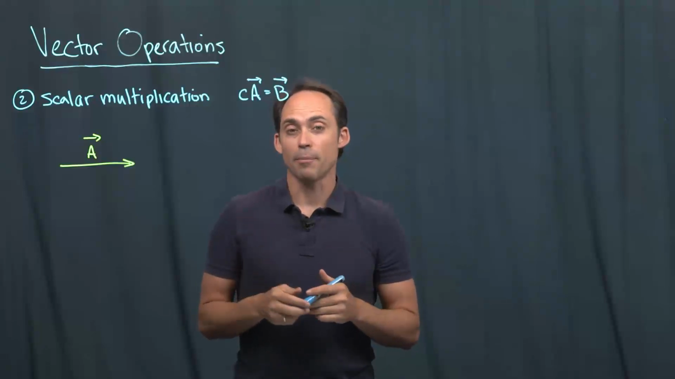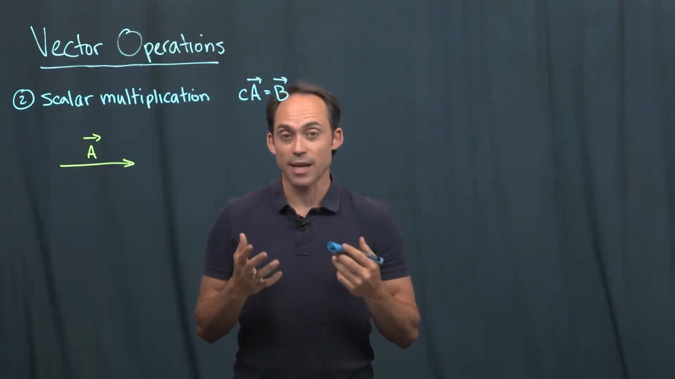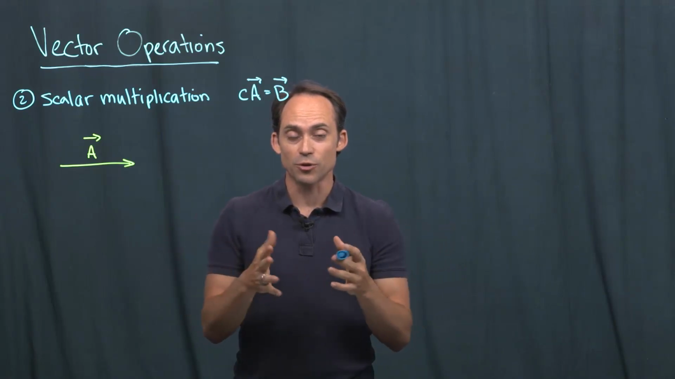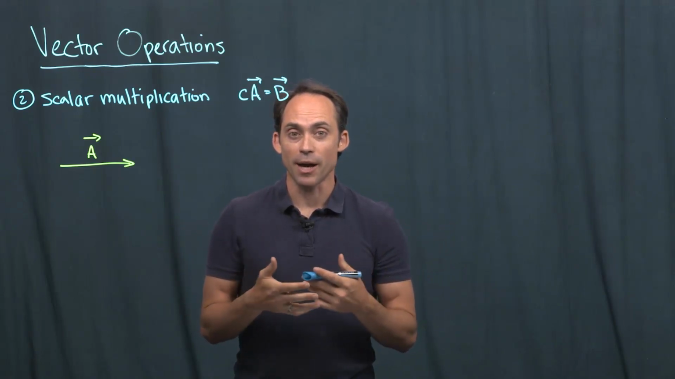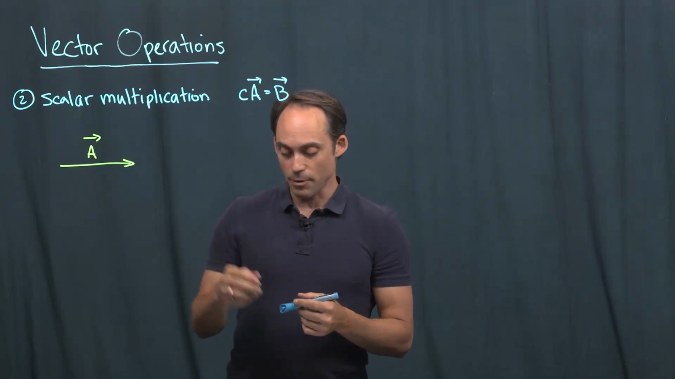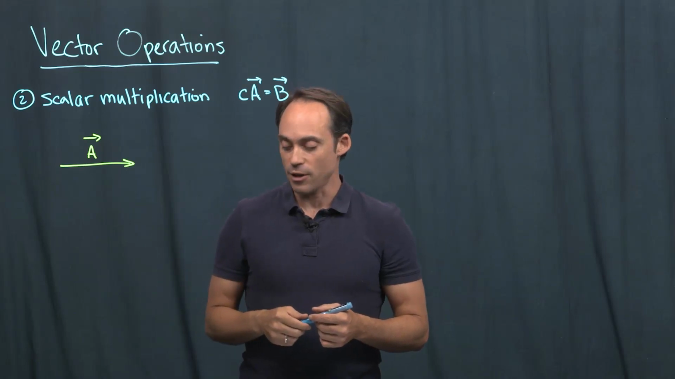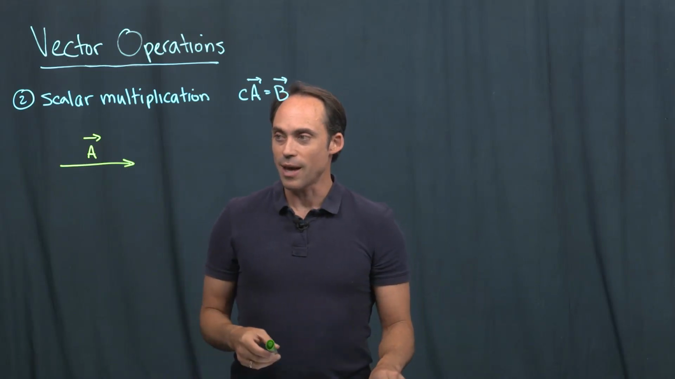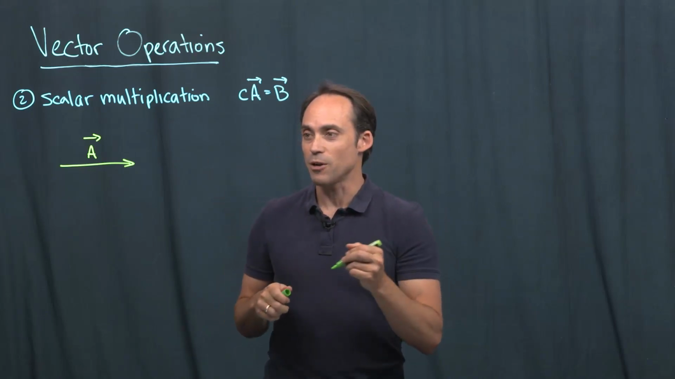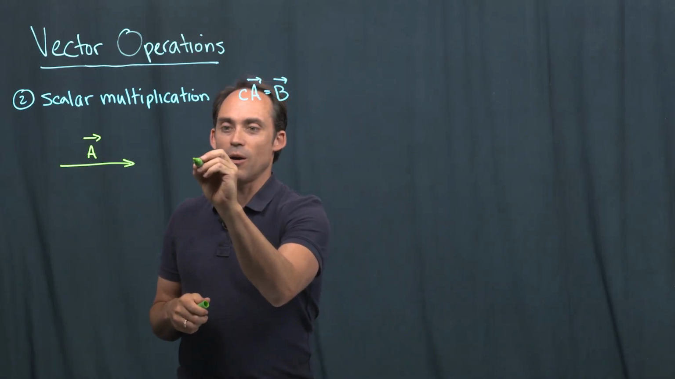So the second kind of operation we can do with vectors is called scalar multiplication. And this is essentially an act where we can stretch or shrink a vector by multiplying by a number which doesn't have a direction, which is a scalar. So for example, if I have a vector a that's just pointing off here in this direction, if I multiply that by a number, we'll call it a constant c just to keep it general, that's going to do one of a couple things.